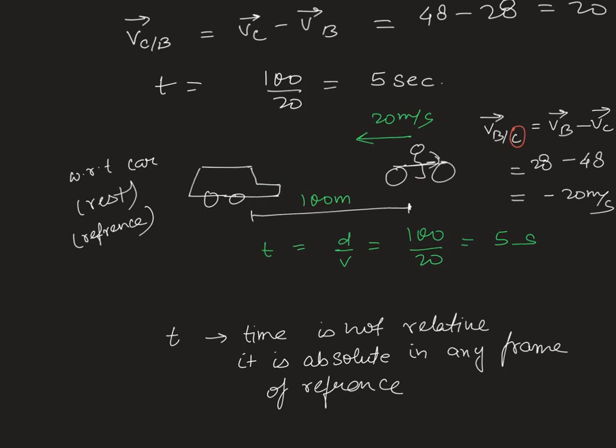So the thing is very simple, that time either in the bike frame of reference or in the car frame of reference or in the ground frame of reference is not going to be different. It is always going to be the same. So that is the idea of time. You have to understand distances are relative, velocities are relative, accelerations are relative, but time is always absolute no matter what reference frame you choose.